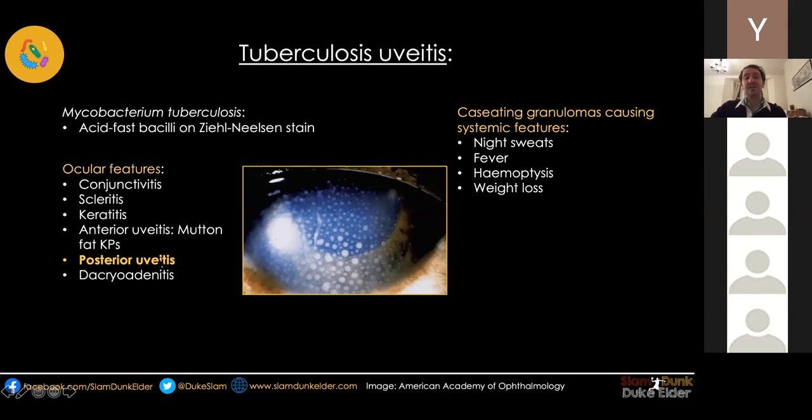I think the posterior uveitis is the most serious and most worrying feature of TB, but this mutton fat appearance is common with anterior uveitis. As you can see, it can cause a whole host of different pathologies, and it's linked with your systemic features of TB, which is your night sweats, fever, hemoptysis, weight loss. And then this is the classic staining, the Ziehl-Neelsen stain.